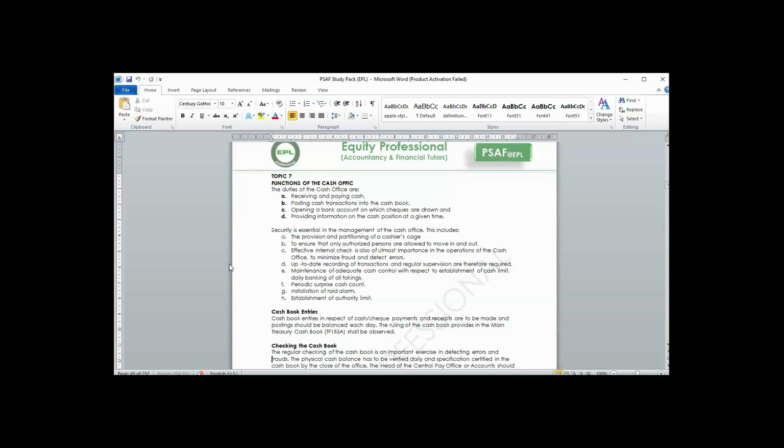They are also meant to post transactions into the cash book. That is one of their functions. They are also meant to manage the bank account of the organization. They are meant to manage records and documents of the organization and provide necessary information regarding the cash position at any point in time that the information is required. Now, looking at cash office, security is essential.